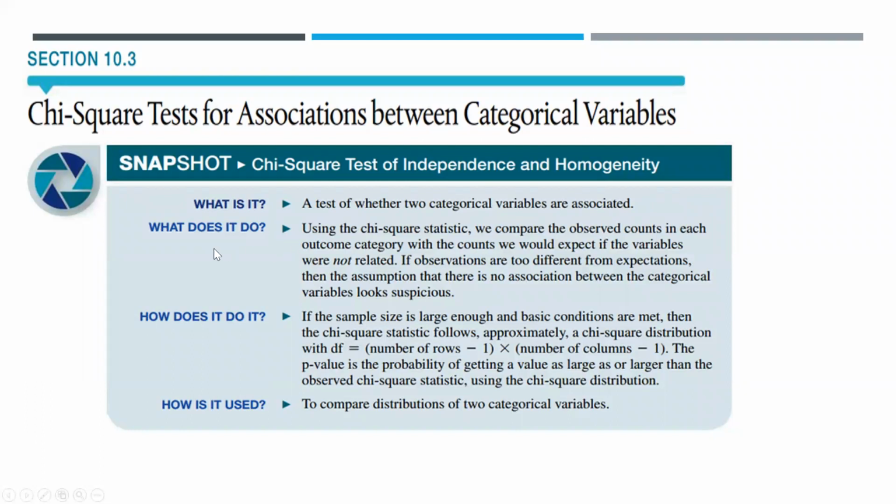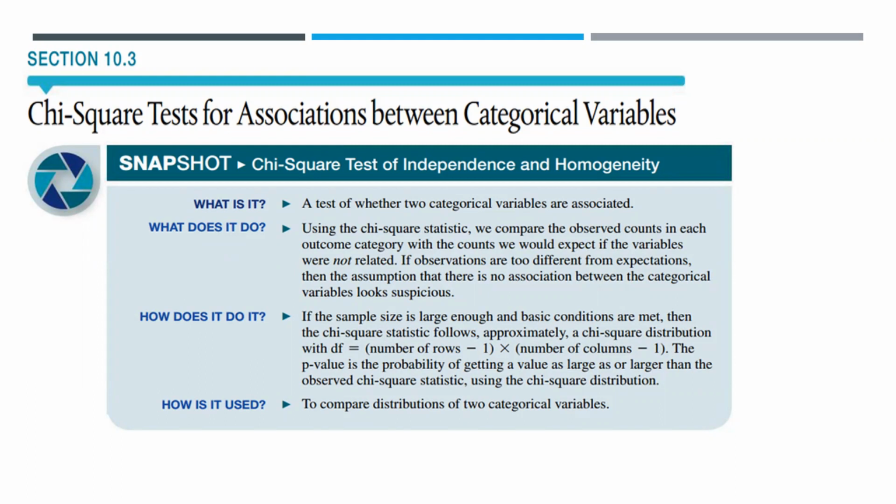So what is it? It's a test of whether two categorical variables are associated. What does it do? Using the chi-square statistic, we compare the observed counts in each outcome category with the counts we would expect if the variables were not related.